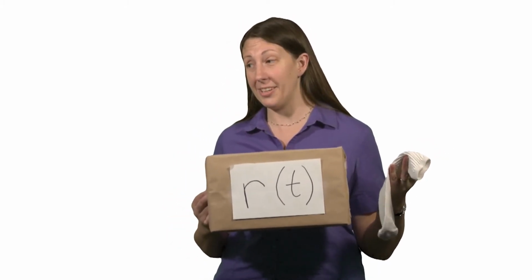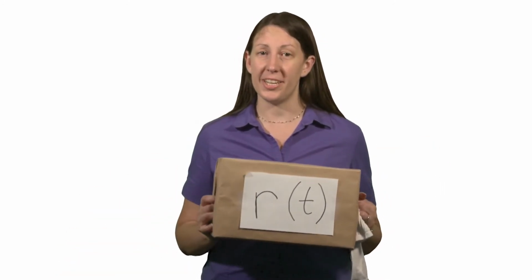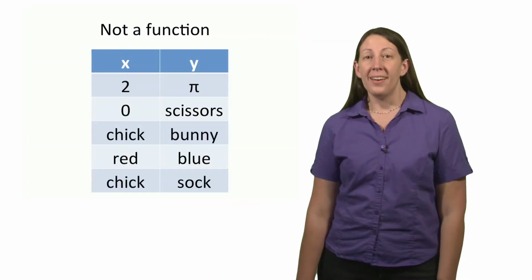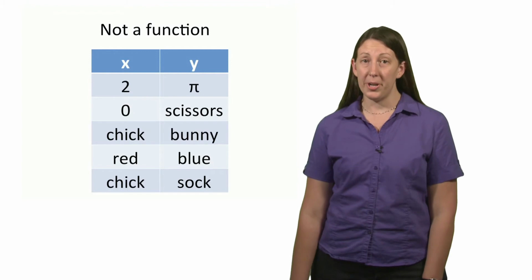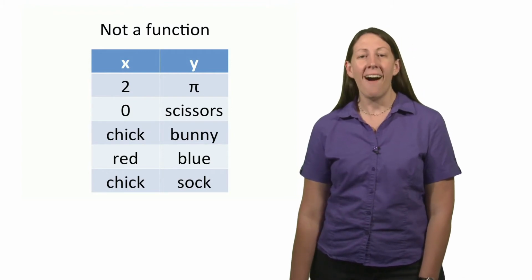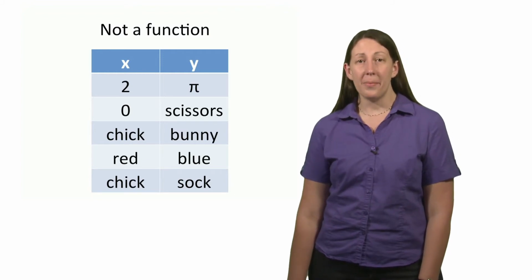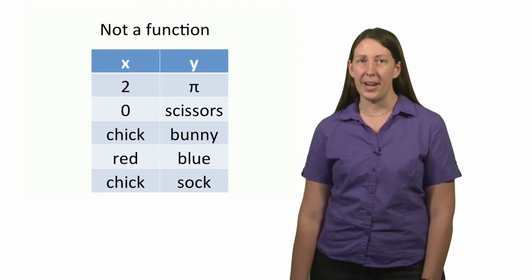Do you think it's a function now, Victor? No. This isn't a function because sometimes you put in a chicken, you got a bunny. Other times you got a sock. In the example we just did, the function r of t was looking pretty good to start out with. For each number I put in, or each object I put in, I got a unique output. But then, when I tried chick again, one time I got bunny, and the second time I got sock. So for this input, I got 2 different outputs.